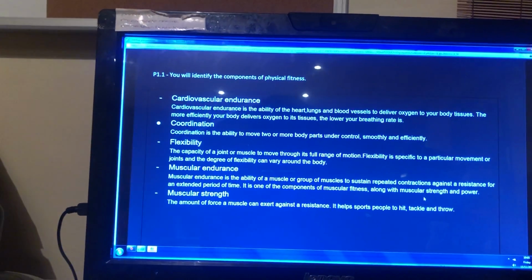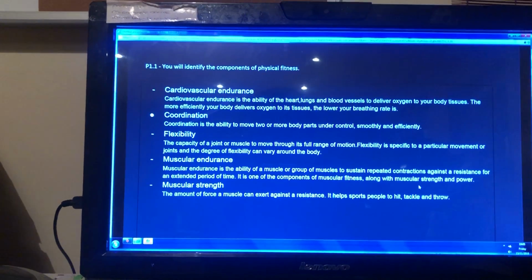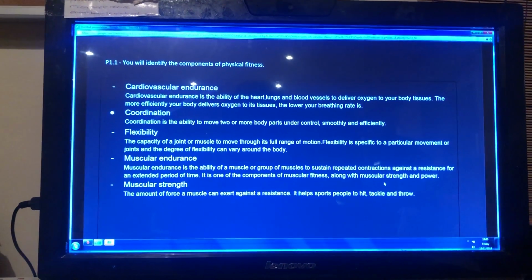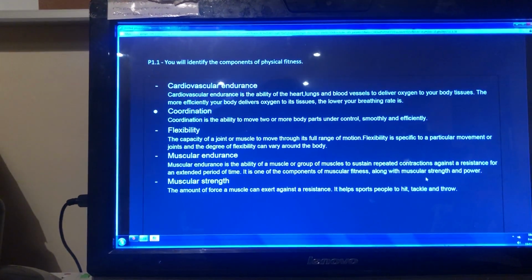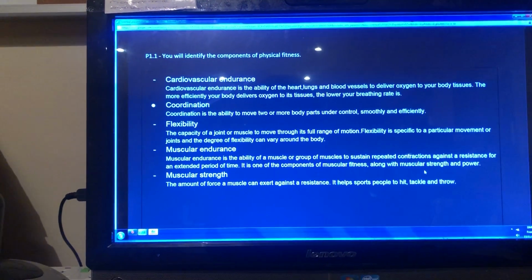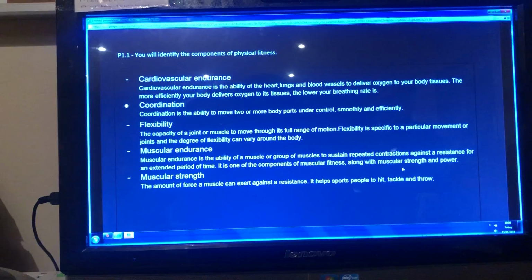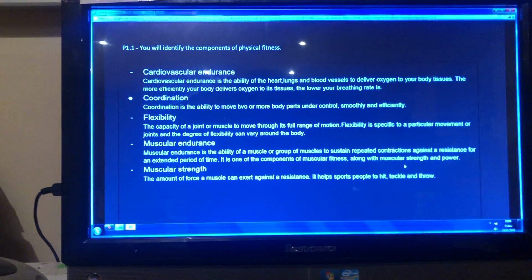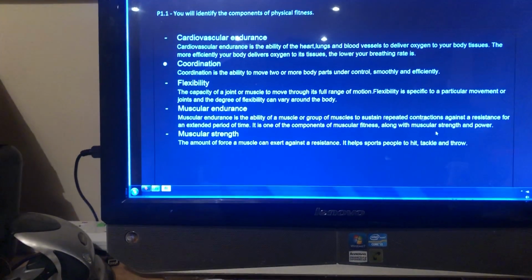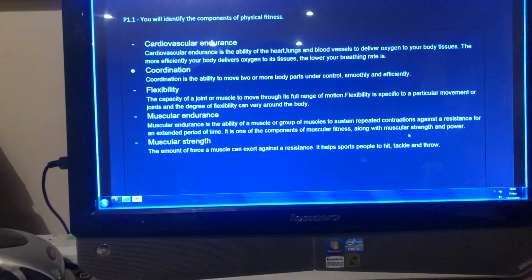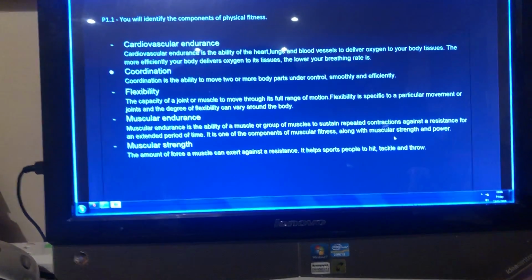Muscular endurance is the ability of a muscle or group of muscles to sustain repeated contractions against a resistance for an extended period of time. It is one of the components of muscle fitness along with muscle strength and power. Muscular strength, the amount of force a muscle can exert against a resistance. It helps sports people to hit, tackle and throw.